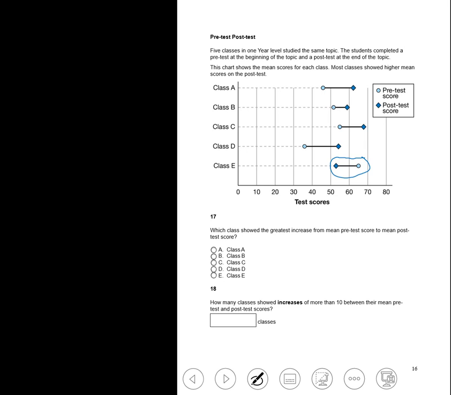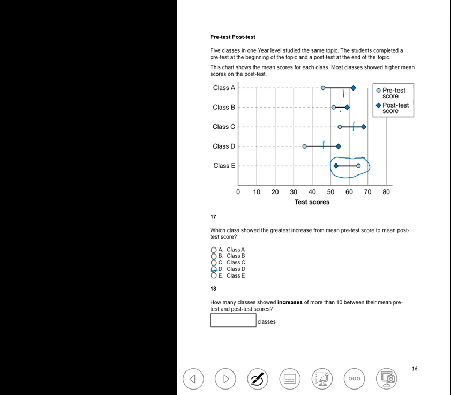It absolutely can't be E, but it can be any of the rest, whichever one of these bars is biggest, widest, shows the biggest difference between pre and post. The biggest one is D. But we can all see that.